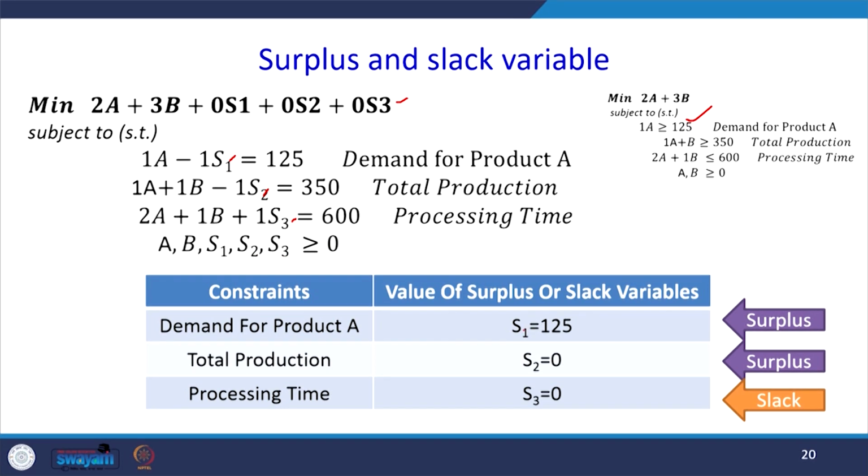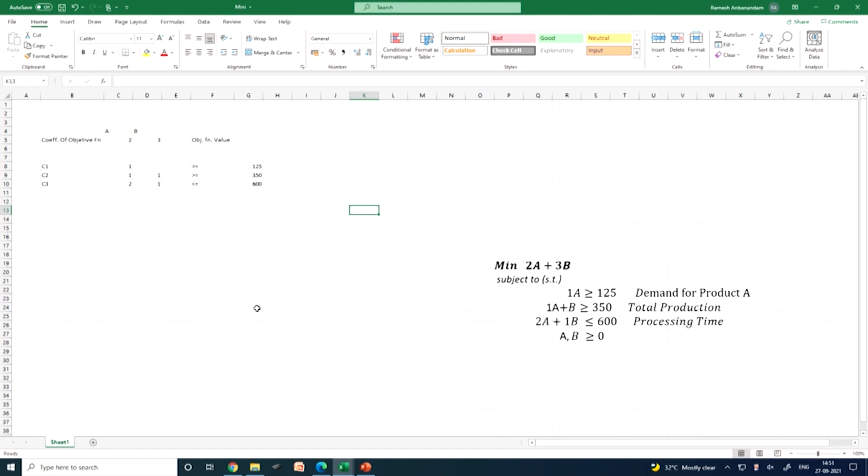So the surplus value for constraint number 1 is 125. The physical meaning of this 125 is the excess quantity that we have produced. S2 equal to 0, that is also a surplus variable, because we fully achieved it, we are producing exactly 350 for the second constraint, so there is no extra quantity. The third one also, the constraint is fully satisfied, and here also there is no slack. Now, we have formulated a minimization problem and solved it graphically.